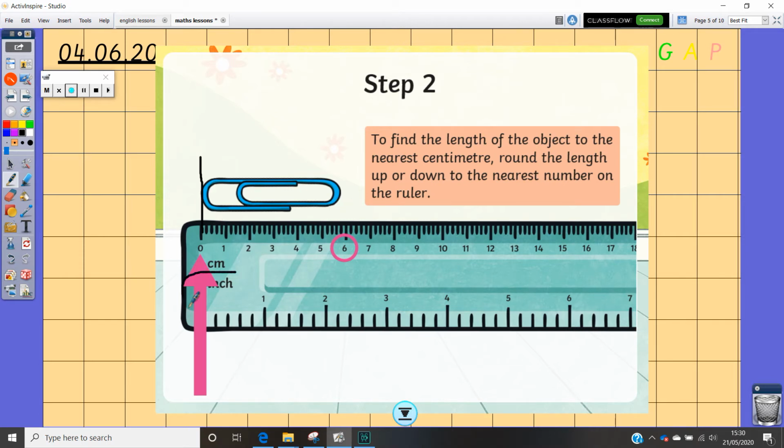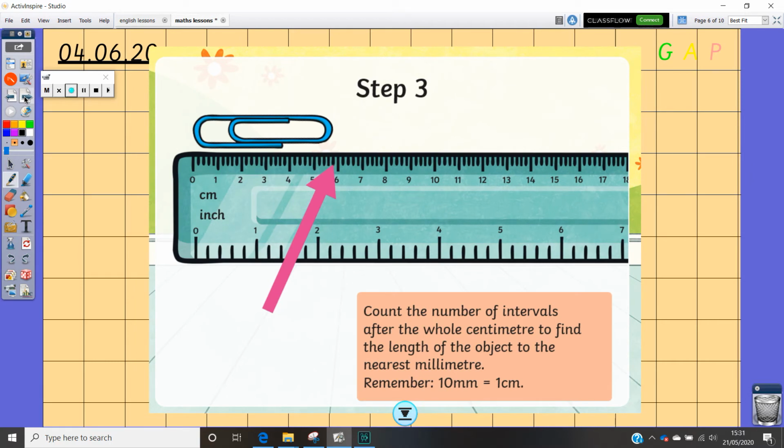Now you can see here, this ruler has inches on it, and inches are much, much bigger than centimetres. So make sure you are using the correct unit in centimetres. Then place your object on, and then you look to the end of your object to see where it falls on the ruler. So you can see this paper clip is just short of 6 centimetres because it's just a little bit in. So the nearest number to it would be 6 centimetres. And to write the length of it, we would write 6, and then we'd use the unit cm to show we've measured it in centimetres.